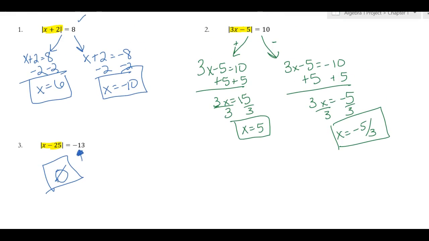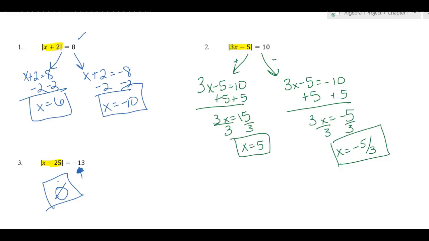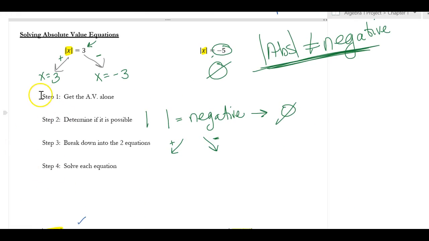That's the basics of solving absolute value equations. Remember to go through these steps. We did not do any with step 1 today. We will get to that on the next lesson. But practice these other steps and it'll give you a good foundation.